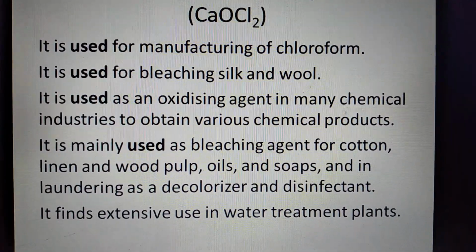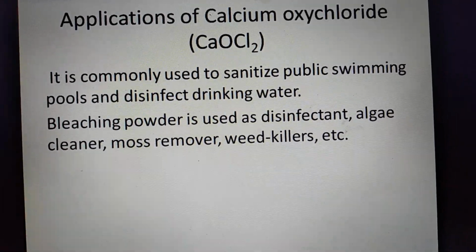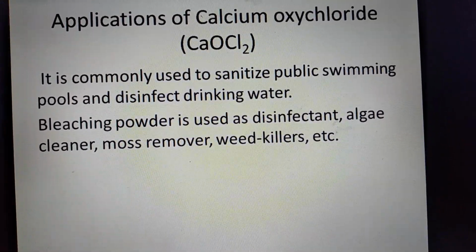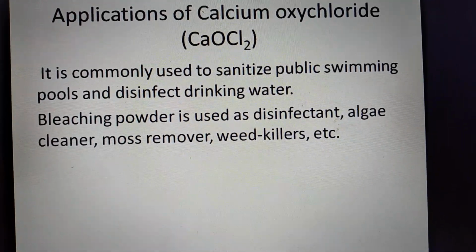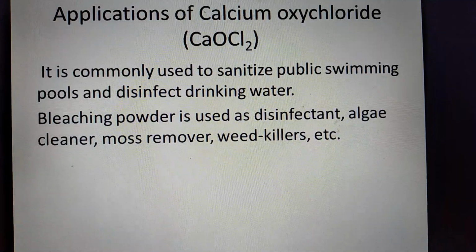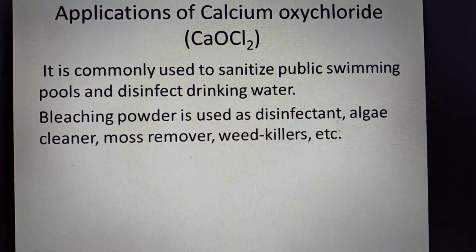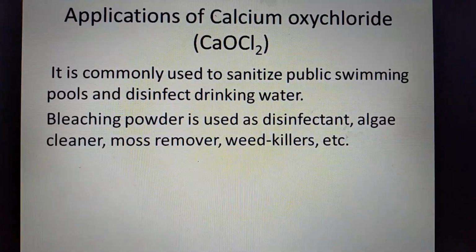It finds extensive use in water treatment plants. It is commonly used as a sanitizer for public swimming pools and a disinfectant for drinking water. Bleaching powder is also used as a disinfectant against algae, as a cleaner, moss remover, weed killer, etc.